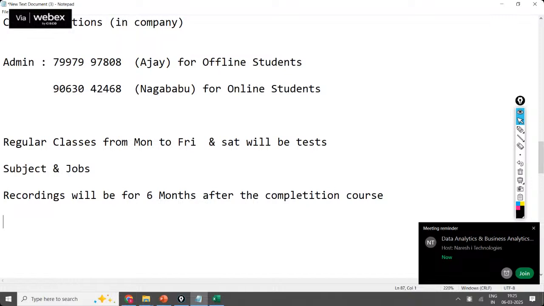Sir, what software is needed and will you provide all the software? What software is required for this course? Everything is free of cost only. You don't need to pay an additional 1 rupee. I will show you how to download and how to install it, Pavani.